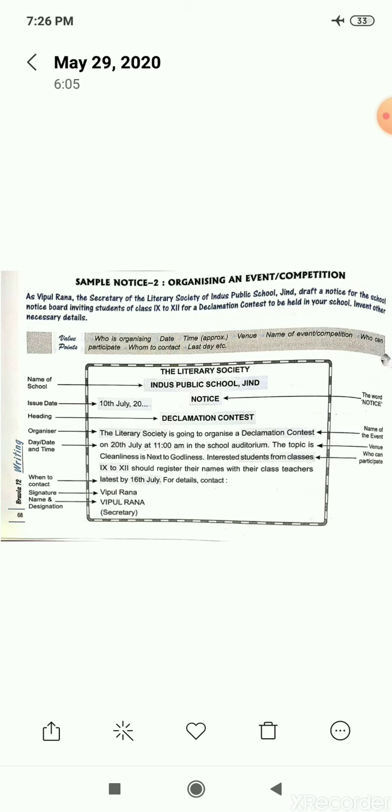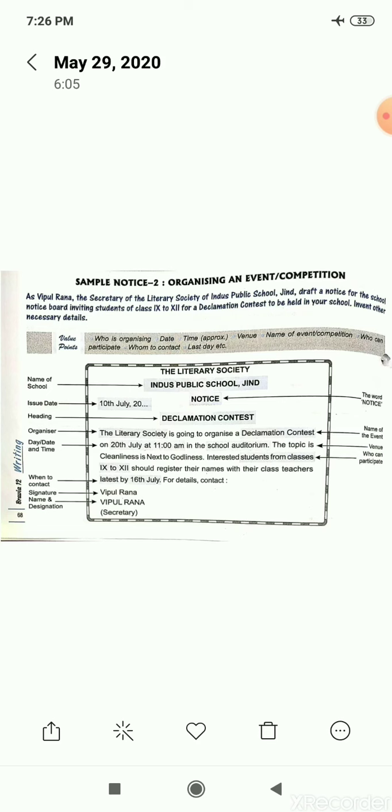Next, the topic is "Cleanliness is next to godliness." Oh wow, that's a great topic. You can also prepare yourself for a live declamation contest, right? We would have it someday in our sessions. The topic is cleanliness is next to godliness, right?